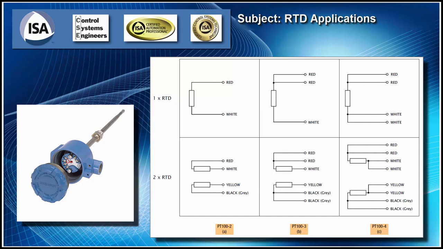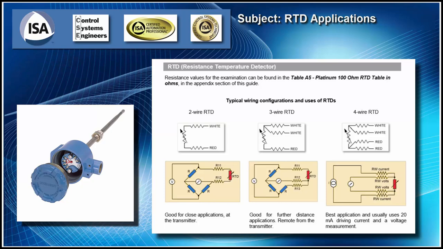So the first one would be a two-wire RTD. The middle one is a three-wire RTD. And the last one is a four-wire RTD. And you'll see in a second, typically we'll use current and then measure the voltage through the four-wire RTD. So on the bottom, notice that if you've got two RTDs, the second RTD is yellow and black or yellow and gray. And so that designates the difference between RTD 1 and RTD 2 inside the sheathing.